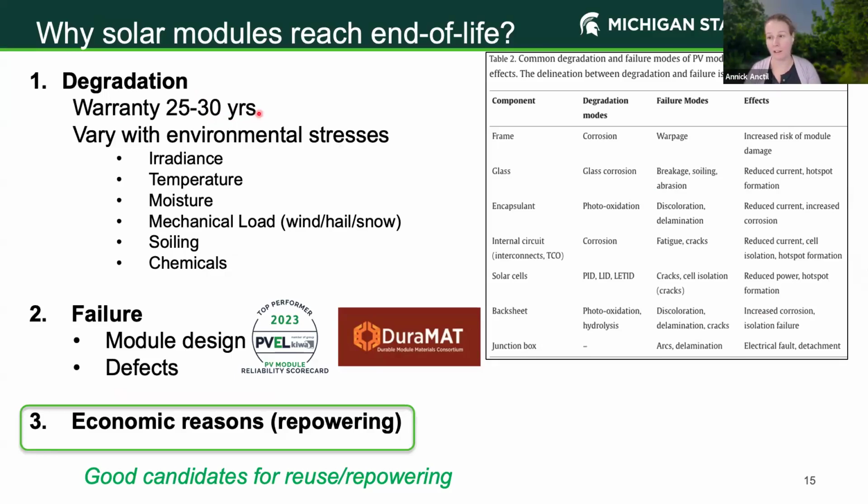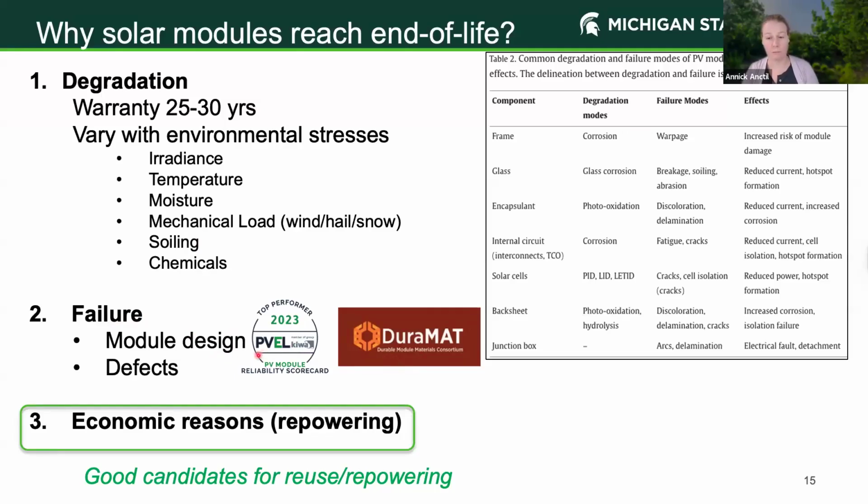Unless you're closer to the ocean, like Long Island, where they might degrade a little bit faster, those are climates that are pretty stable. You can also have failure because of the design you choose, but the good thing is we've gotten really good at testing modules and knowing which modules are going to be good or not.